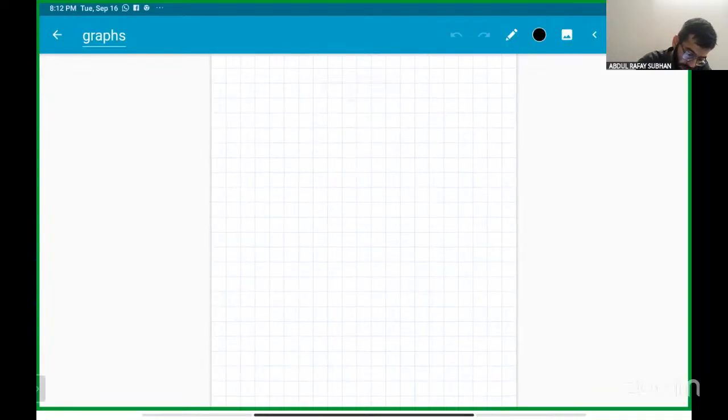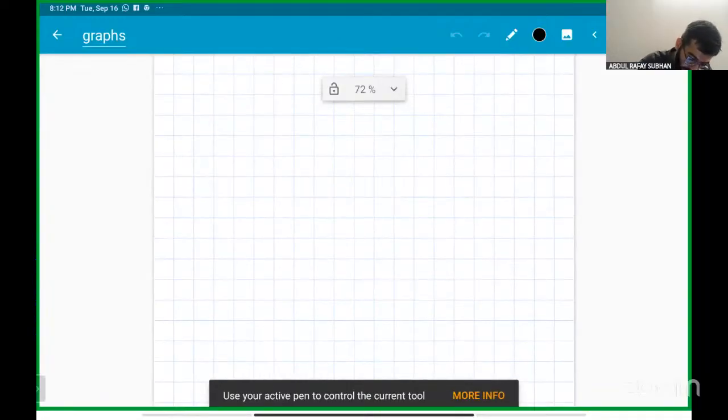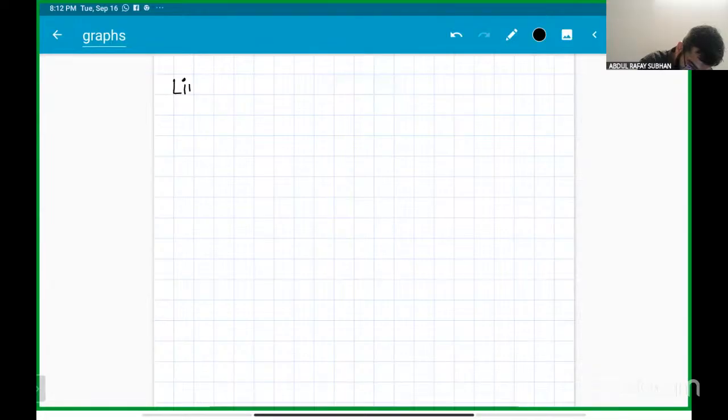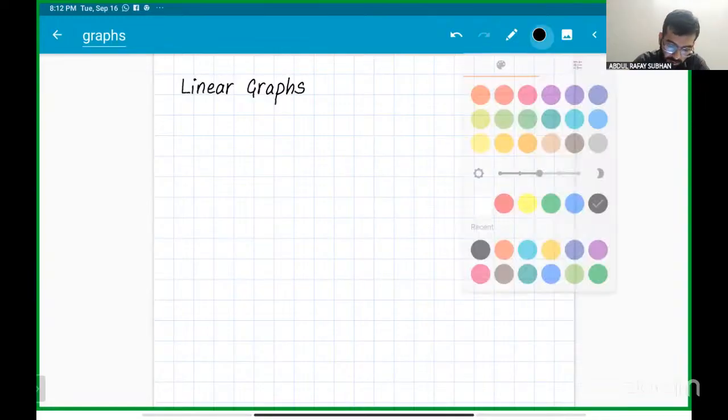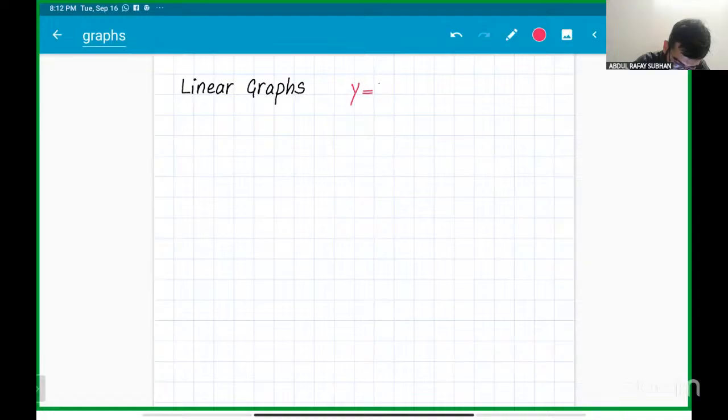So starting off, it will be the linear graphs. In linear graphs, students, the equation is always y = mx + c. This is how the linear graphs will be: y = mx + c, where m stands for the gradient and c stands for the y-intercept. How does a linear graph look like?